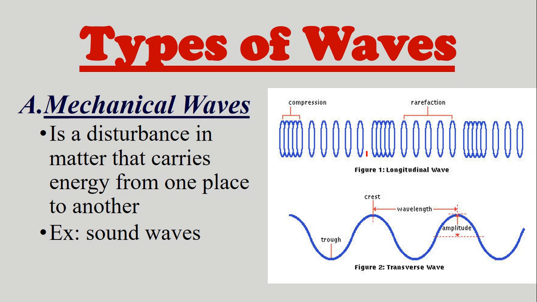So types of waves, there's three main types of waves. The first one is a mechanical wave. These are a disturbance in the matter that carries energy from one place to another. These are basically, when you think of a wave, you think of like sound waves. You're going to think of mechanical waves.